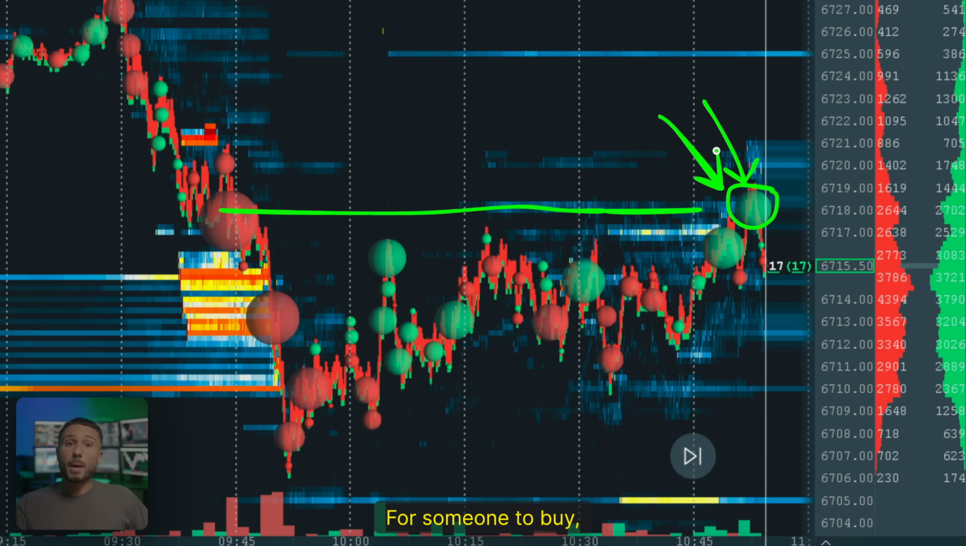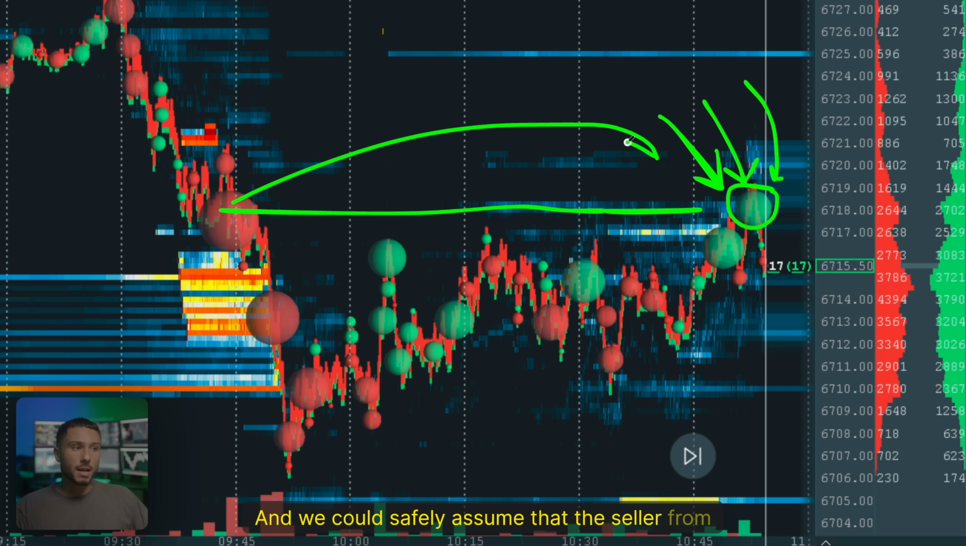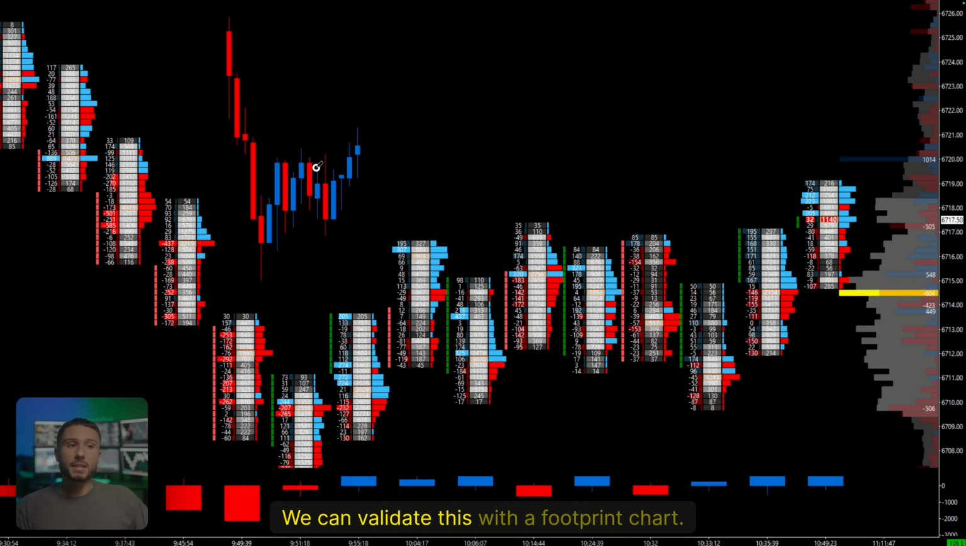For someone to buy, somebody also has to sell. So when the market's trying to lift here, there's a lot of buyers coming in, they're not getting rewarded, and we could safely assume that the seller from earlier is absorbing all of that aggressive buying. We can validate this with a footprint chart.